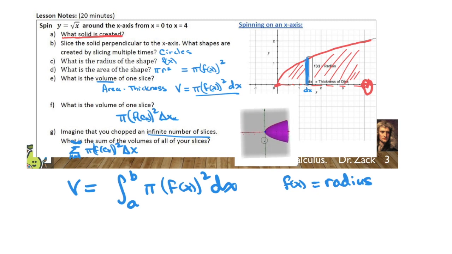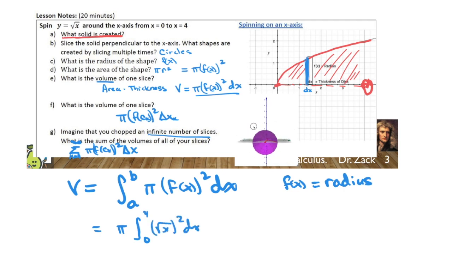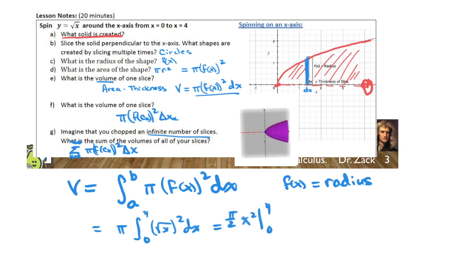So in particular, the volume of this problem is going to be pi times the integral from 0 to 4. The function we're playing with is the square root of x. We'll square it, dx, find the antiderivative, and you will get pi over 2 x squared evaluated from 0 to 4, or 8 pi.